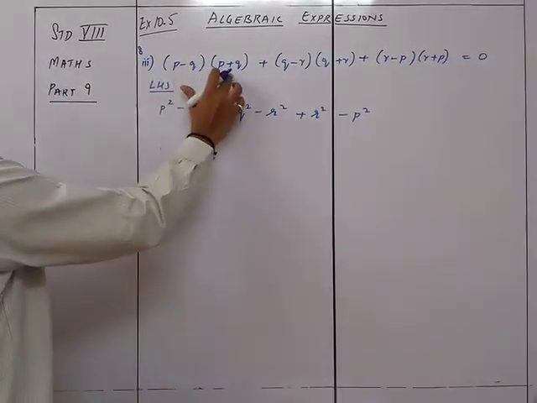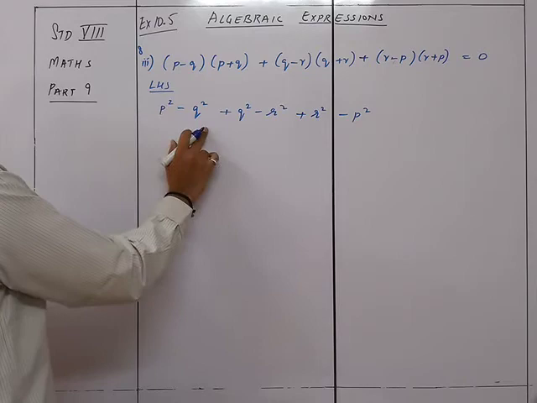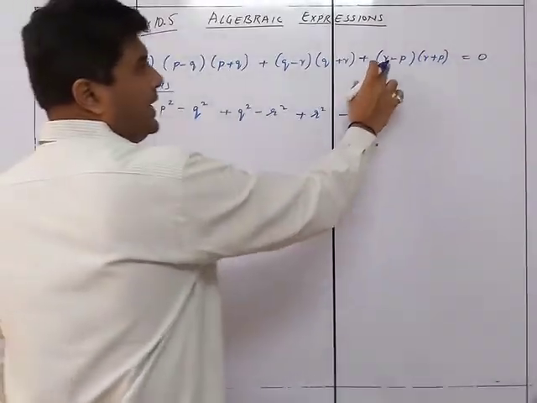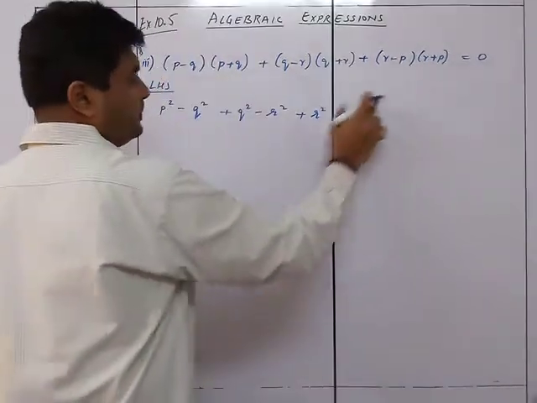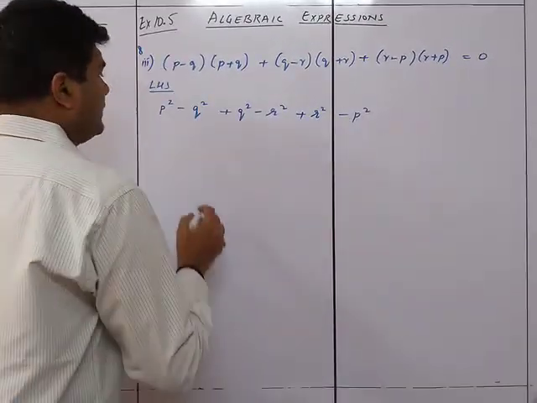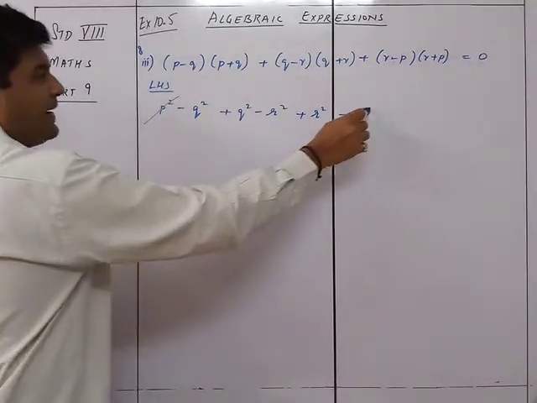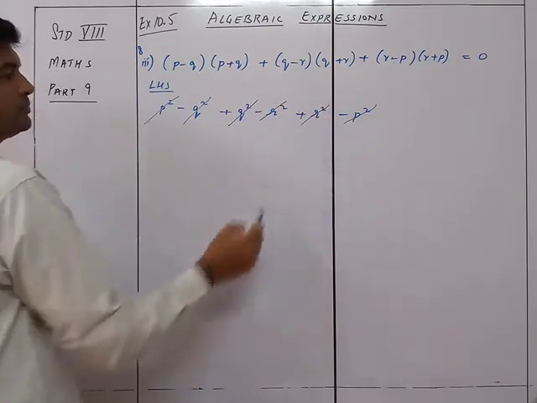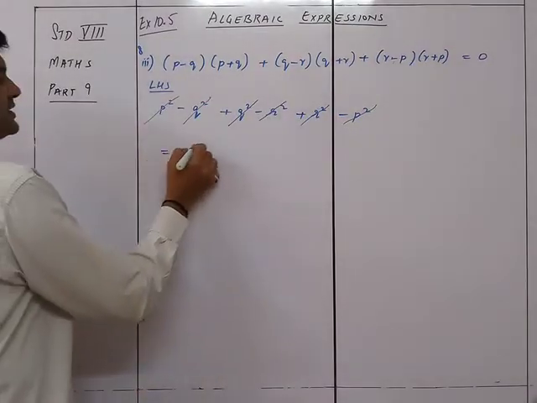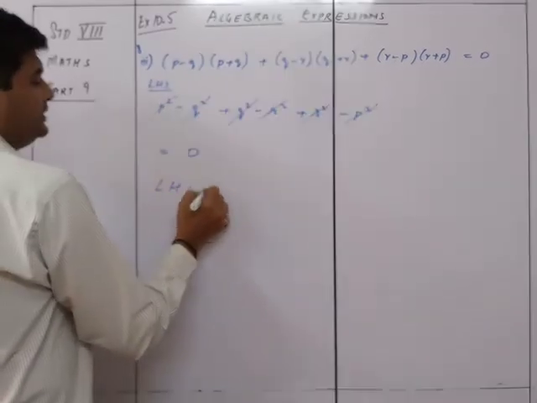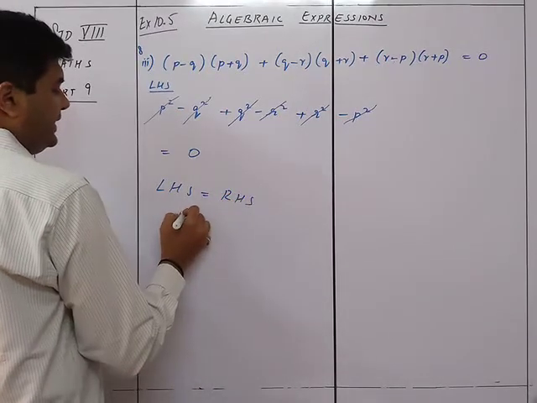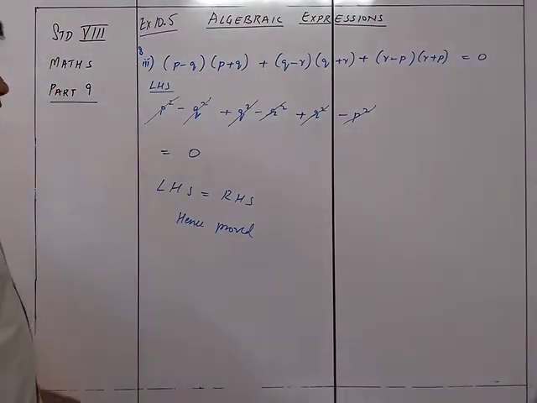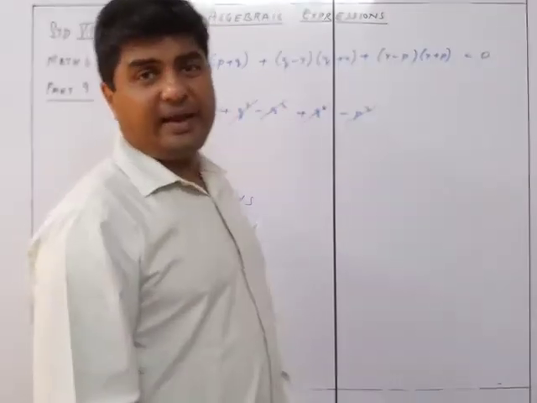Okay, p plus q into p minus q is p square minus q square. Q minus r into q plus r is q square minus r square. R minus p into r plus p is r square minus p square. This is p square, this is minus p square. This is minus q square, plus q square. R square cancels. So therefore the answer is 0. So LHS is equal to RHS, hence proved. Okay, that was sum number 8.